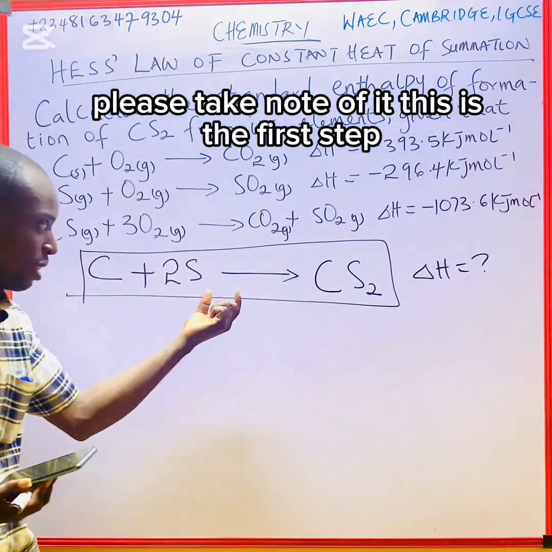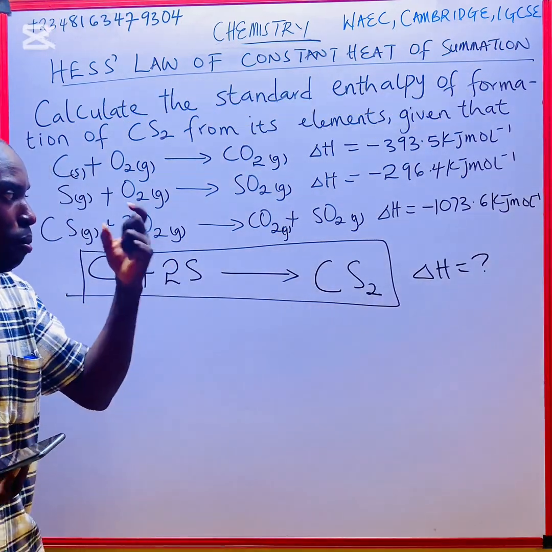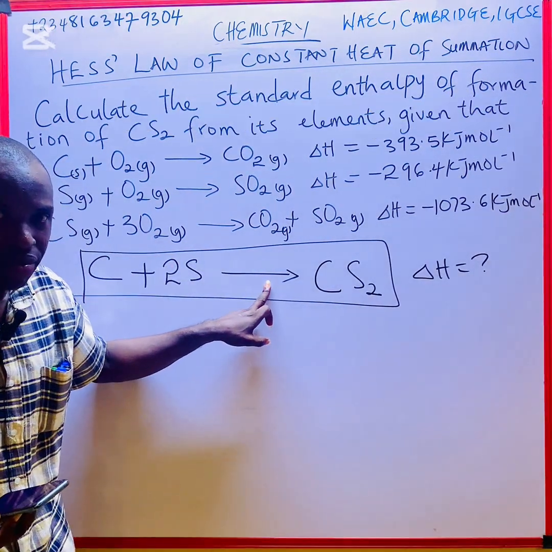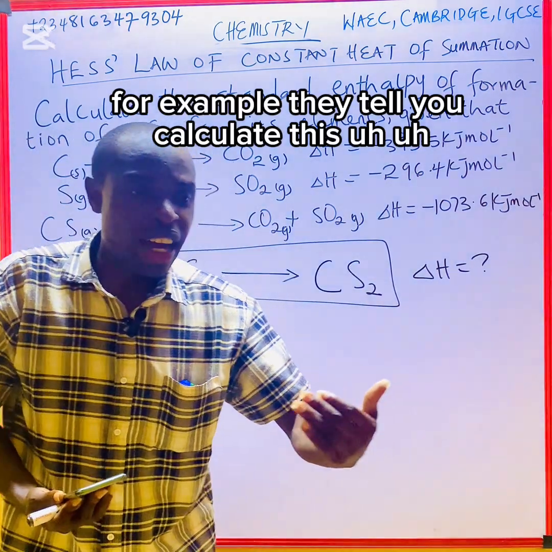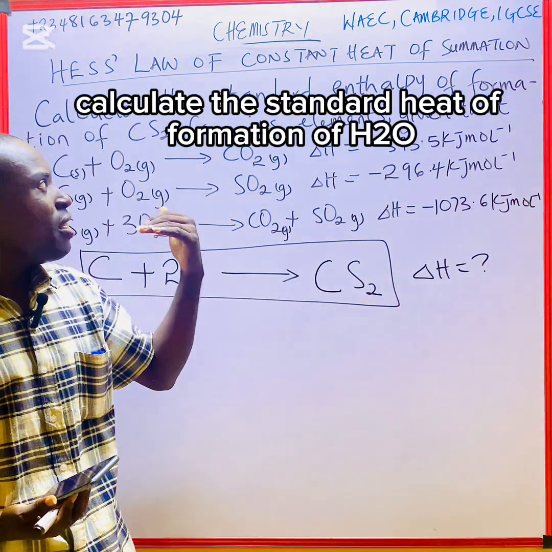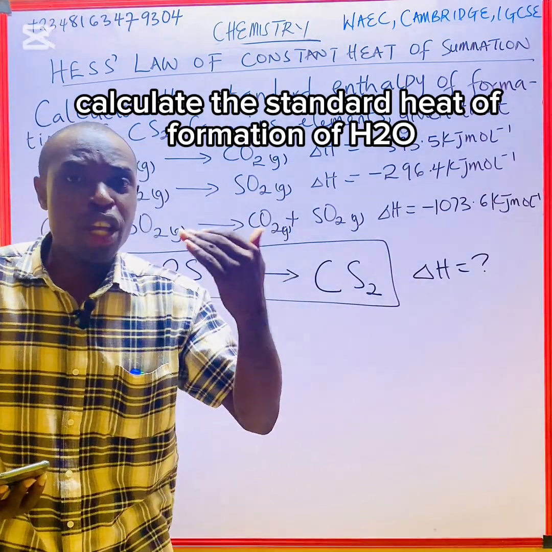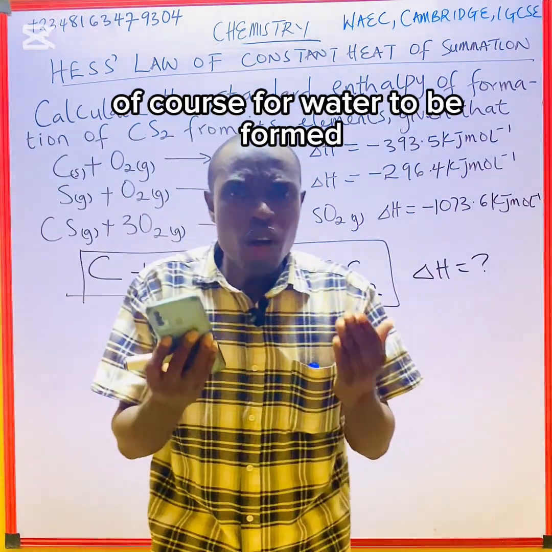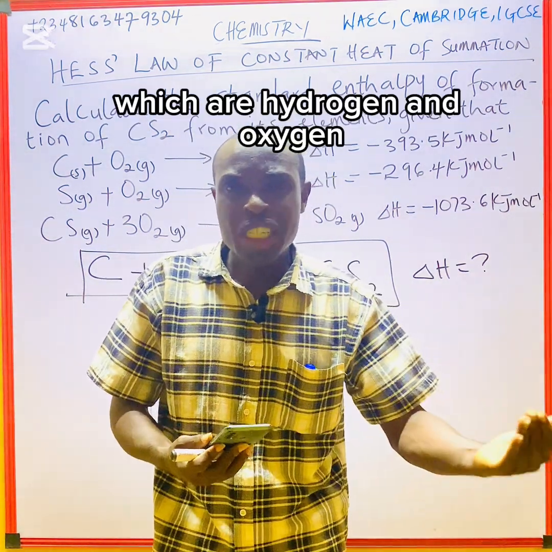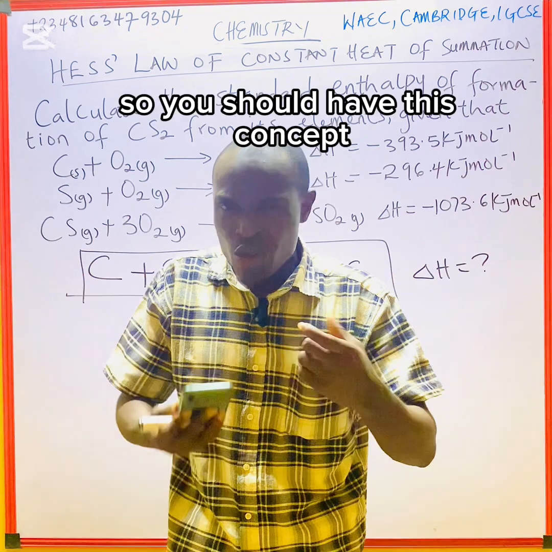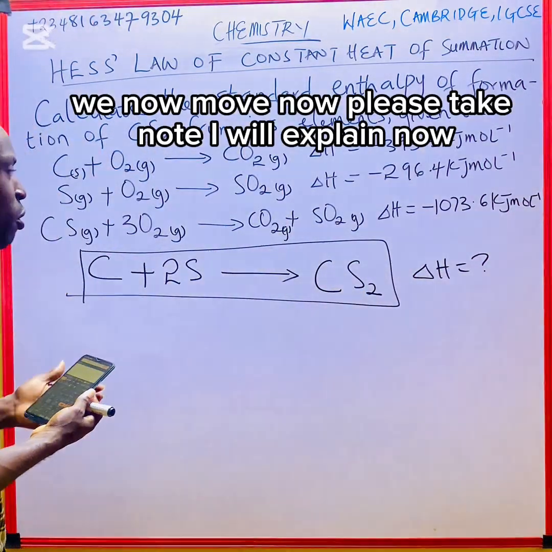This is the first step. If it is not given in the question, make sure you write yours out. For example, if they tell you to calculate the standard heat of formation of H2O, of course, for water to be formed, it is formed from its elements, which are hydrogen and oxygen. So you should have this concept. Now, this is the first step. We now move on.